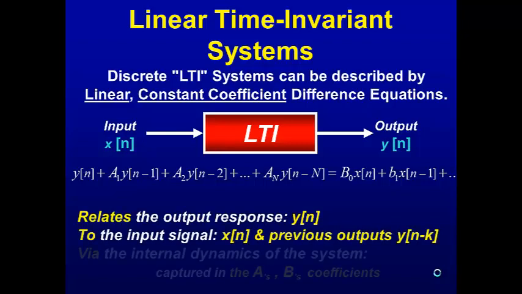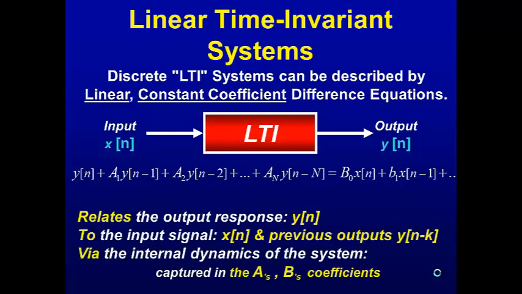Now, this difference equation is a system description. It contains all the information there is to know about the system and its dynamic behavior. It completely describes the system. It tells us the shape of the natural response. It tells us everything about how it's going to respond. Is it underdamped, overdamped? Is it first order, second order, third order? All that's in there. Where is it?